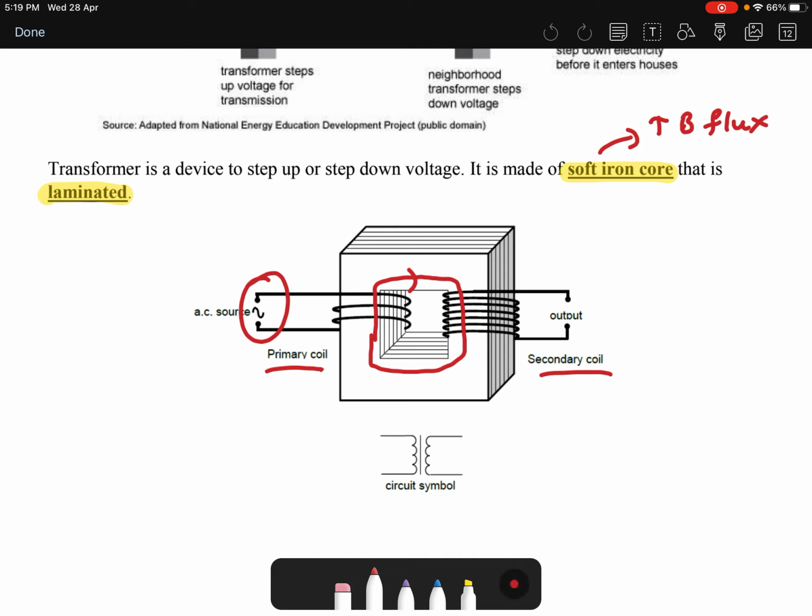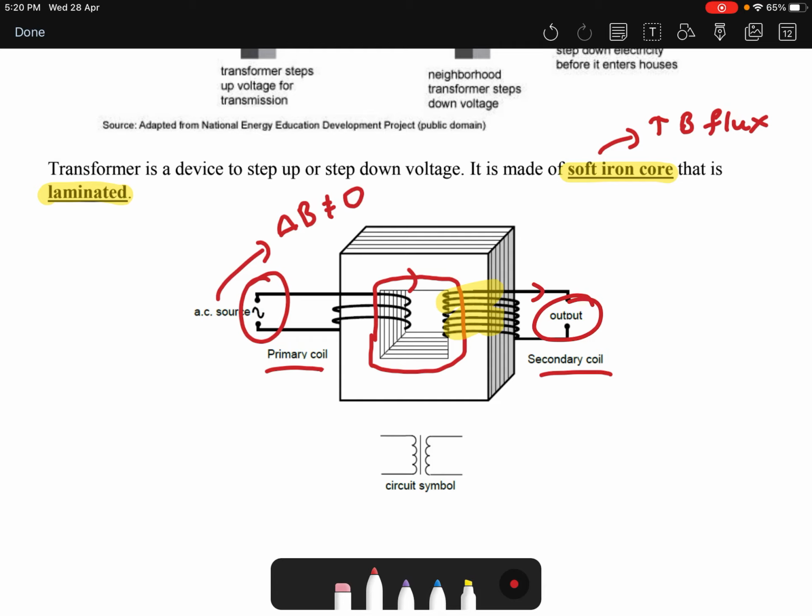So how is a current induced inside your secondary coil? It is due to the changing magnetic field by your AC. Because your AC current is moving back and forth, this back and forth movement of your current creates a changing magnetic field. Then the secondary coil will experience a changing magnetic field, and this will induce a current inside your secondary coil and go towards your output.